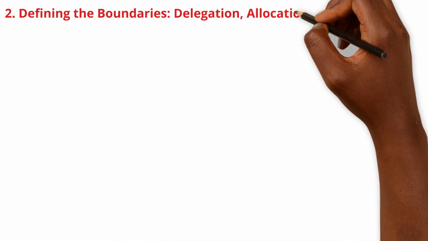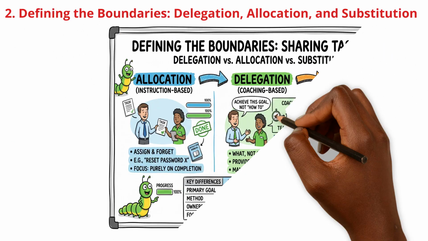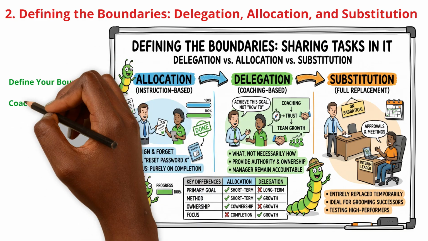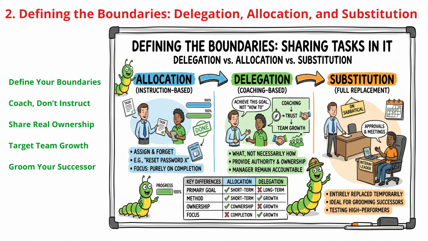Effective task sharing in IT requires understanding three distinct boundaries: allocation, delegation, and substitution. Confusing them leads to mismatched expectations. Allocation is simple. It's instruction-based. Assign and forget, focusing purely on task completion.